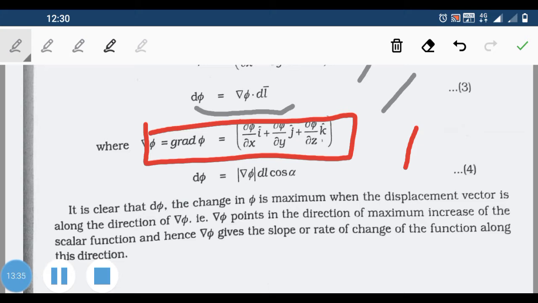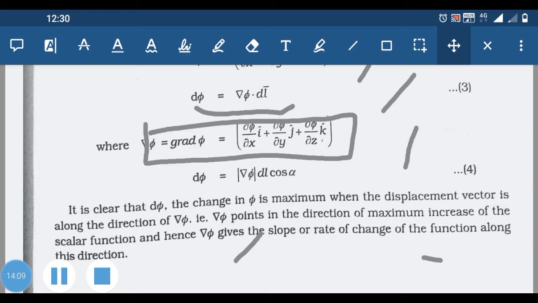So it is clear that the change in phi, d phi, is maximum when the displacement vector is along the direction of grad phi. In this case cos alpha can take its maximum value of 1, and then d phi will be maximum when cos alpha is 1. So grad phi and dl are in the same direction. So grad phi gives the slope or rate of change of the function along this direction. So grad phi is equal to i dou phi by dou x plus j dou phi by dou y plus k dou phi by dou z.